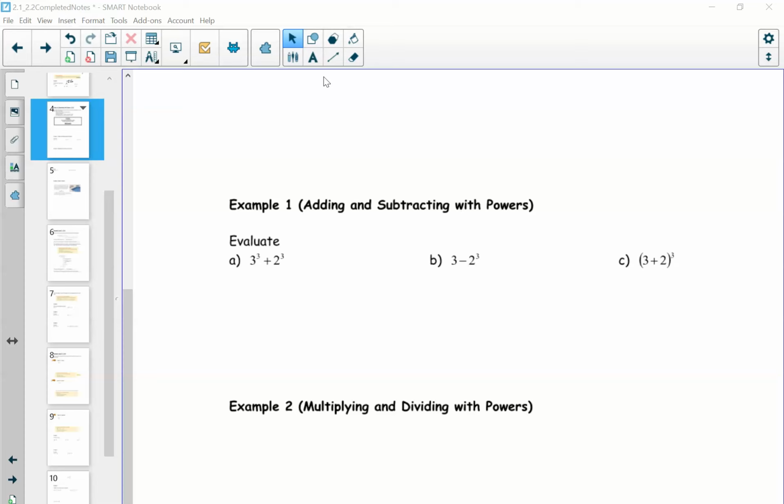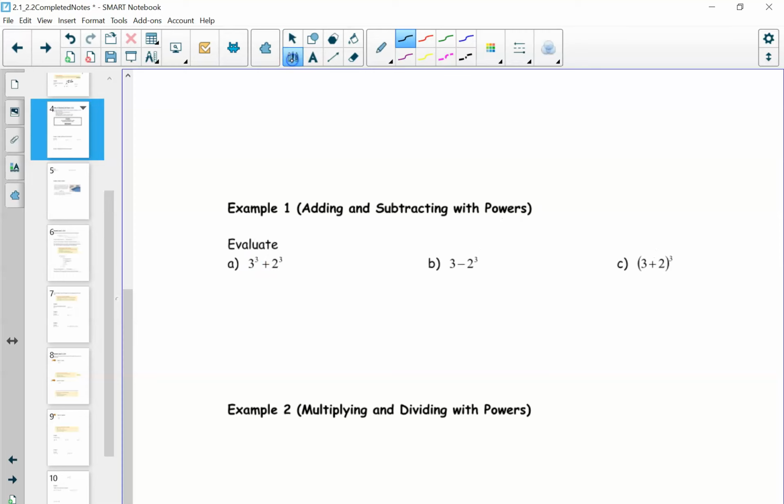So let's have a look at some simple addition and subtraction using powers. Now you have to get the powers right off the bat, otherwise you're not going to get the right answer. So this one's pretty simple. There's nothing to confuse us. There's no negative signs or brackets or anything. So 3 to the power of 3 is 27. If you need a reminder, it's 3 times 3 times 3. That's how we get to 27.